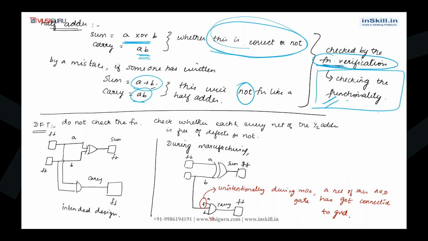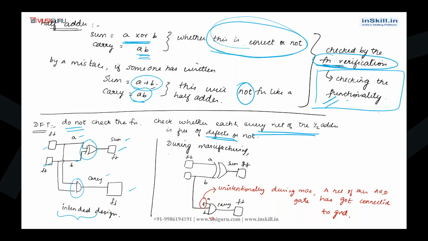DFT team, we do not check the functionality. We check whether each and every net of this half adder is free of defects or not. Say for example, this is our intended design. A and B are XORed and that is your sum. A and B are ANDed, so that is your carry. A and B are coming from some flops, and sum and carry go back again to some flops. So this is your intended design.